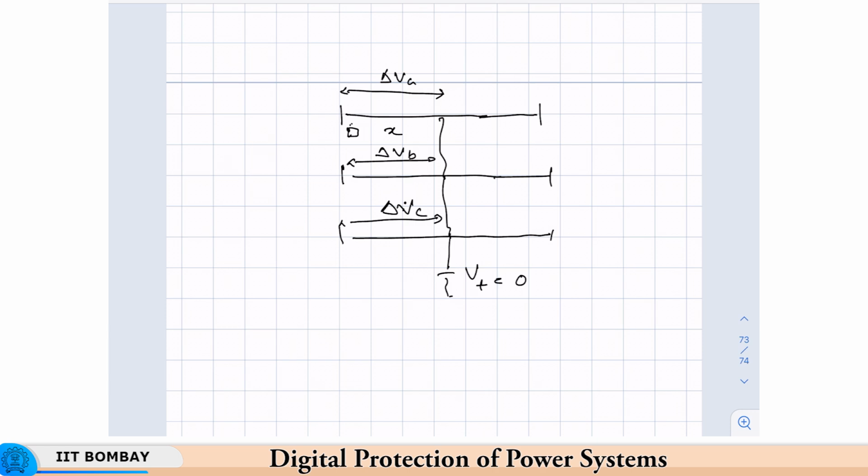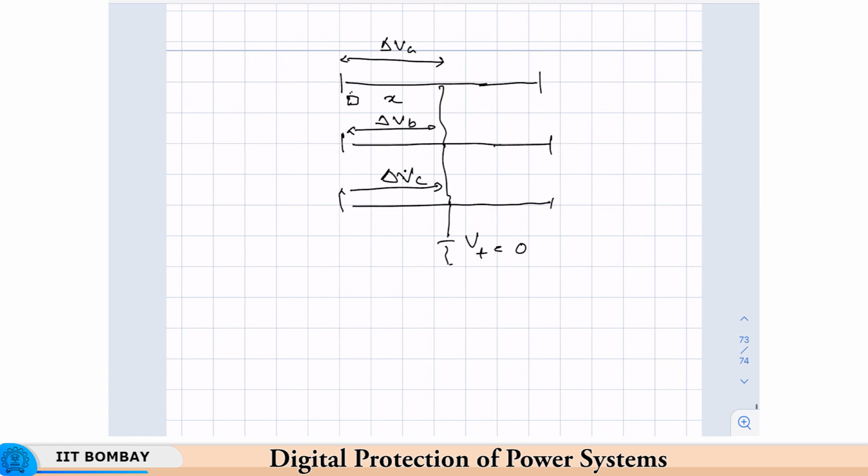So our transmission equations in the matrix form will become VA, VB, VC is equal to, now keep in mind that it is not for the entire length of the transmission line, but only the per unit distance x. So we take x here, Zs, Zm, Zm, Zm, Zs, Zm.